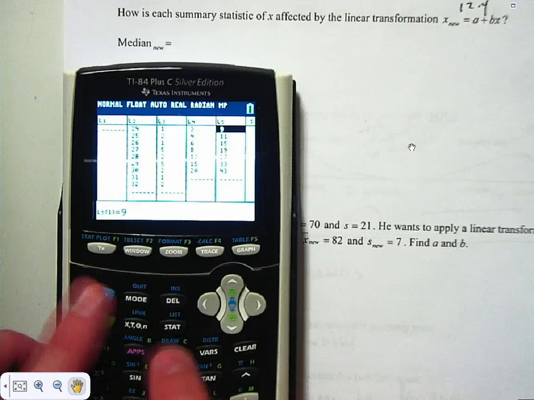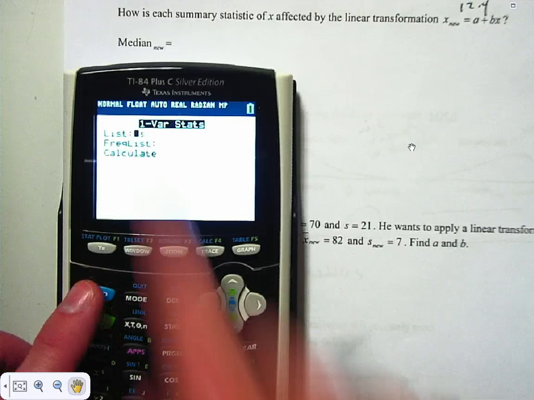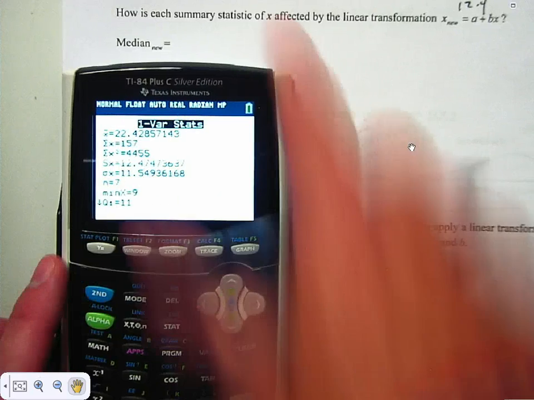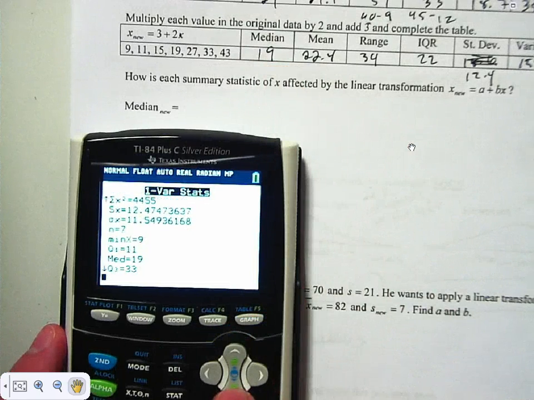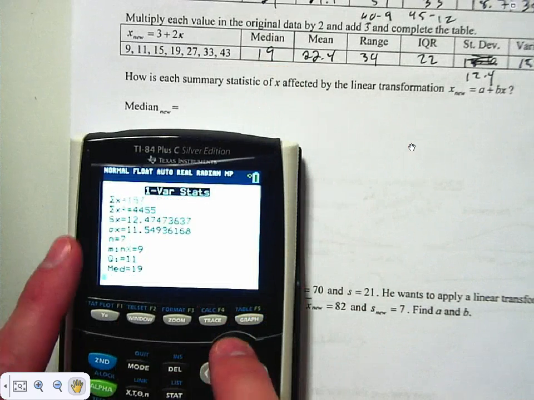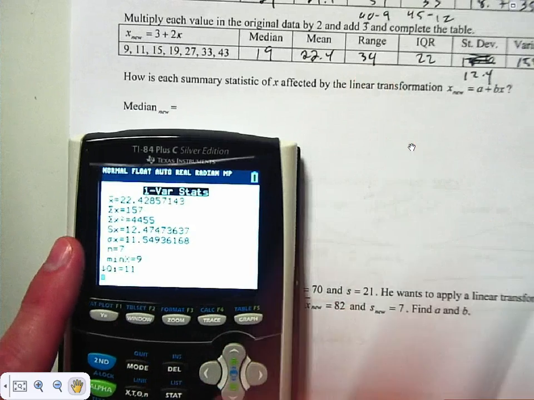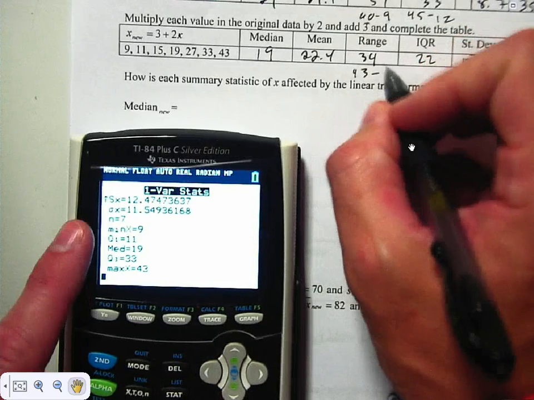Let's go do our statistics. Stat, calc, one variable stat. Do it on list 5, please, and hit calculate, and let's see what happened. Is the median 19? Yes, it is. Is the mean 22.4? Yes, it is. Is the range 34? Well, the range goes from 43 to 9.